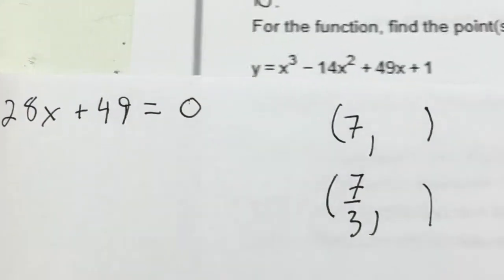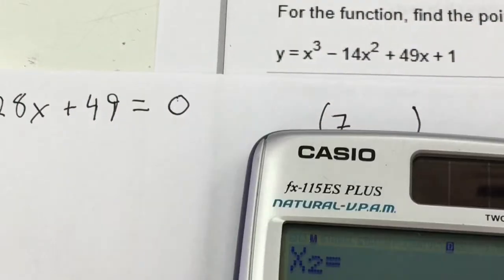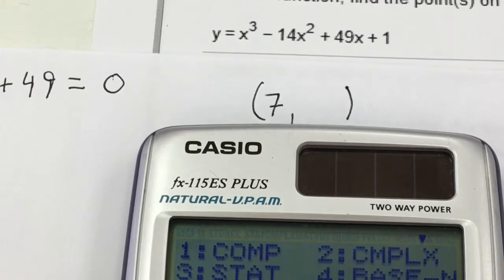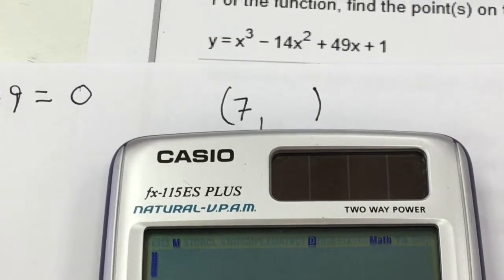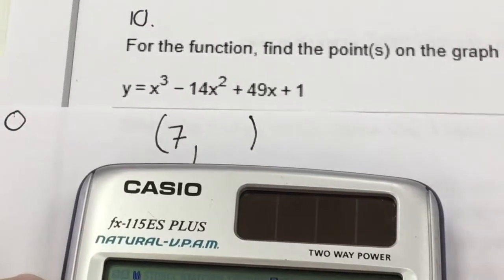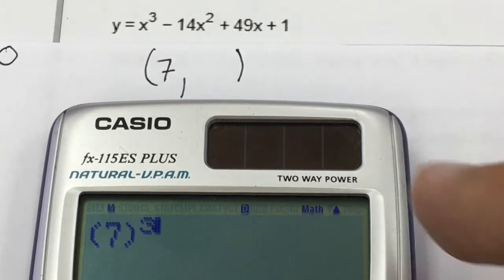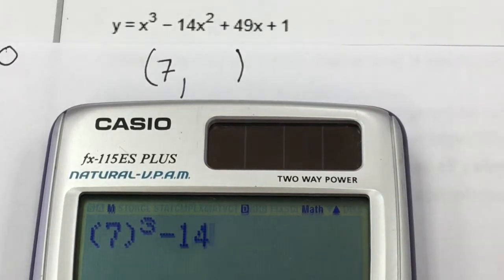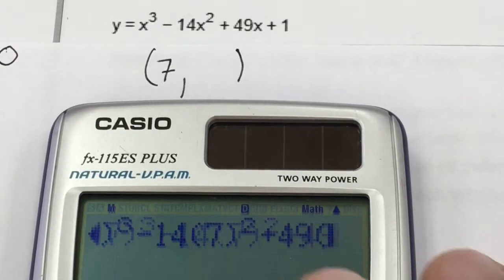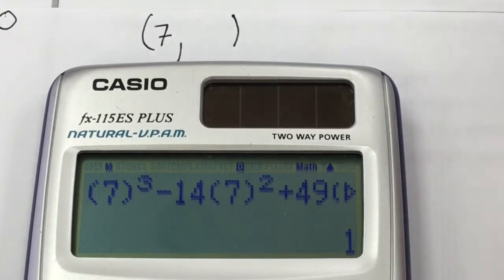Now to find out that y value, I have to plug it not back into the derivative, I have to plug it back in to the x cubed. So I'm going to hit mode 1 for normal computational mode, and now I'm going to plug in 7 to that cubic function, into the original, not to the derivative. So it's going to be parentheses 7, close parentheses, to the third. Now you want a right arrow to get it down. Minus 14, parentheses, 7, put in those parentheses because I'm plugging 7 into every x value, squared, plus 49, parentheses, 7, close parentheses, plus 1, and that should give me that y value of 1.